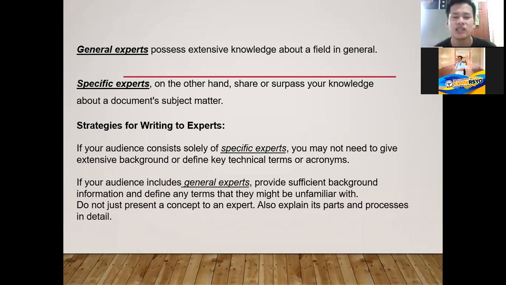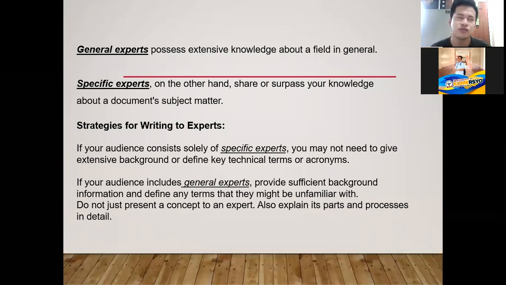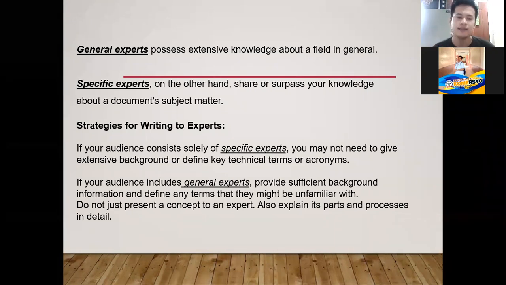However, kining specific expert, wait lang. So kining specific expert class more into kanang details siya. So meaning if mo-sulat ta about specific experts, then field na niya sa iyang expertise, no need na ta mo-hatag og additional information because we know nga knowledgeable jud sa ana, no? So nakuha ang difference ni general expert and specific expert, no? For us to really understand, no, natin strategies for writing to experts.